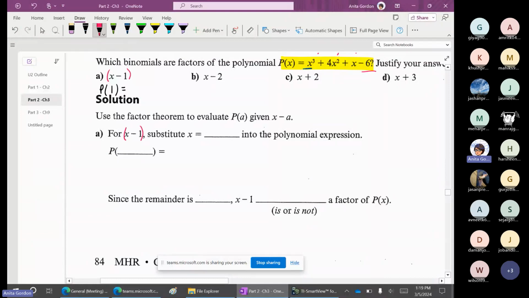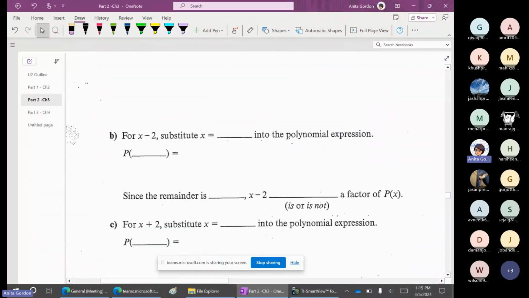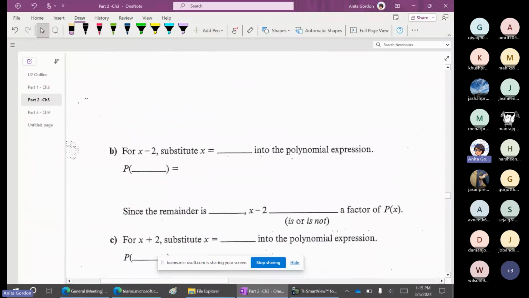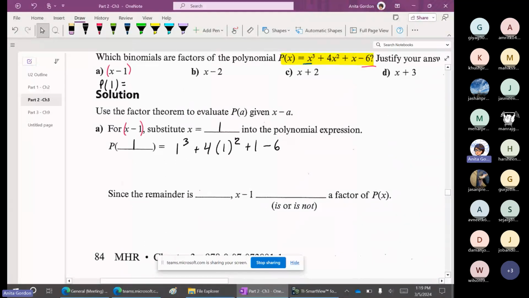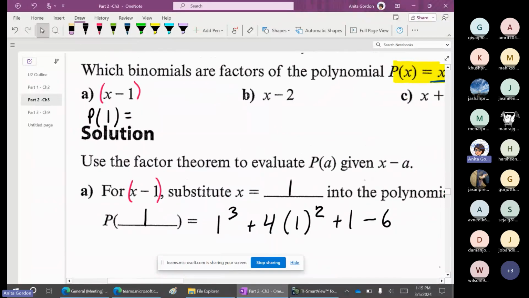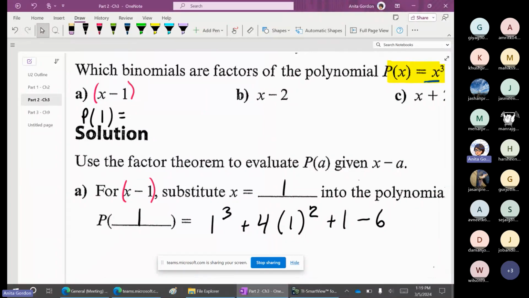If x minus 1, then we substitute x equals 1. And what is the function? This is going to be 1 cubed plus 4 times 1 squared plus 1 minus 6. Okay, and if you look at the next page, it does it for B, C, and D. But because I don't want to scroll, I'm just going to zoom in here. You guys can write it out into your notebook, but I want to make sure we can see everything that we're doing all together.